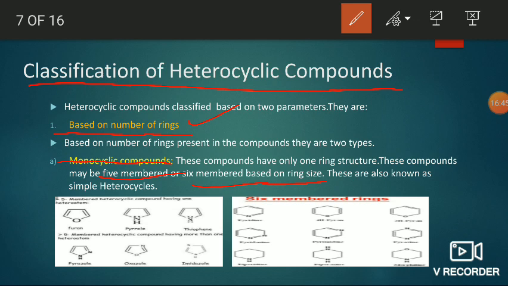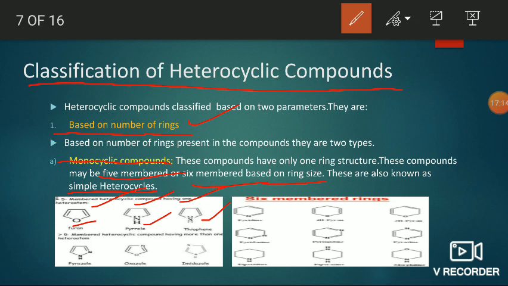This is generally known as simple heterocyclic compounds. Examples for 5-membered and 6-membered rings are here. The first ones are examples of 5-membered heterocyclic compounds with one heteroatom. The first one is furan, the second one is pyrrole, and the third one is thiophene. All these are examples of 5-membered, one-heteroatom heterocyclic compounds.